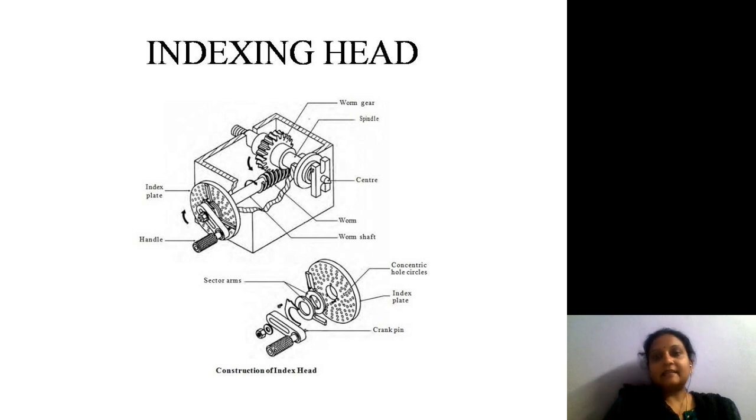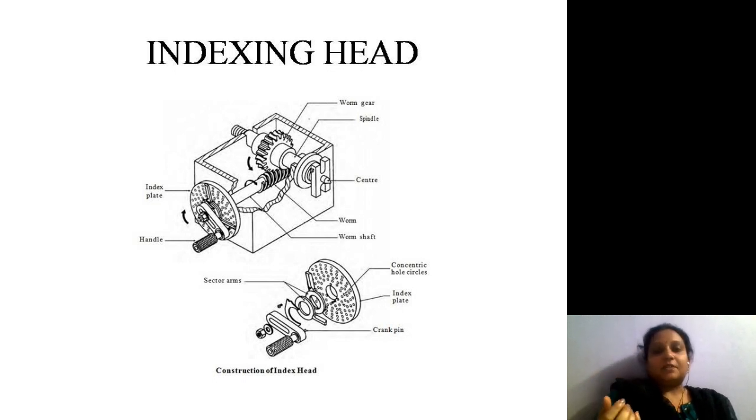This is called the indexing head. Before knowing what the indexing head and its mechanism are, let us know what indexing is. Indexing is the process where we divide the workpiece, or the component which we want to produce, into a number of equal parts. So we divide the component into equal parts and then we generate its profile.